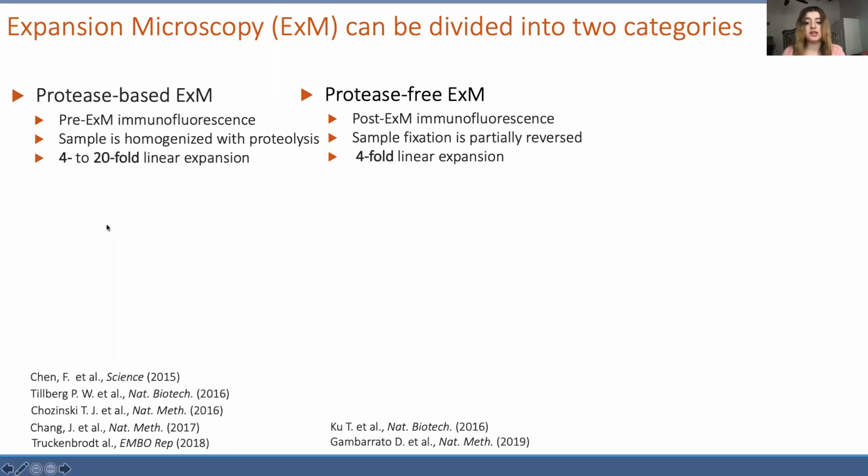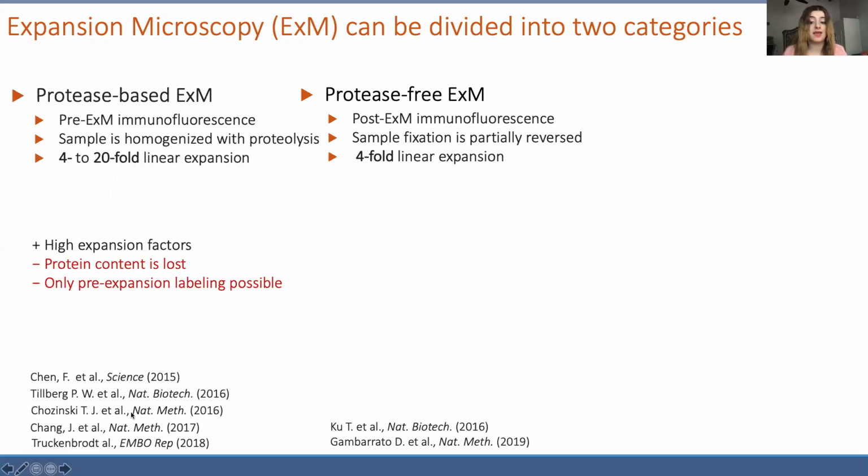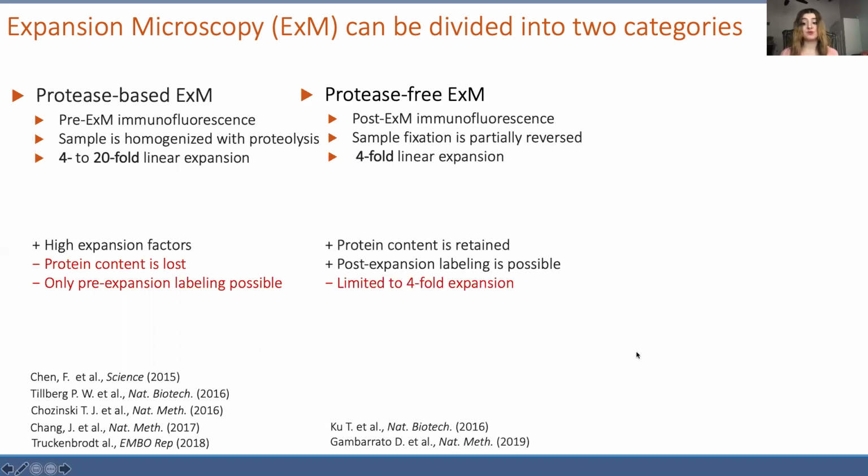The first approach can be done iteratively in a method called iterative expansion microscopy, or iExM, resulting in high expansion factors, so up to 20-fold linearly. However, protein content is lost, and the antibody labels must be introduced prior to expansion. And so the spatial resolution is still limited by the size of the antibody label. In the second approach, the protein content is retained. And so antibody labeling post-molecular decrowding is possible. However, it is limited to 4-fold because this technology is incompatible with iterative expansion.